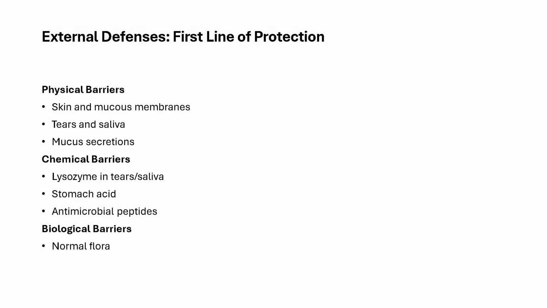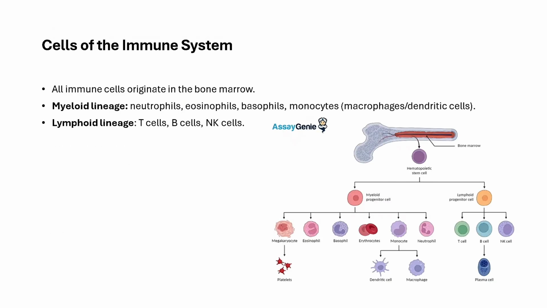So we have many barriers preventing the pathogens from entering our body. So we have the skin and mucous membrane, we have tears and saliva that contain lysosomes and antibodies, we have the stomach acid as well, and our normal flora. So our immune system is made up of organs like the bone marrow and thymus, cells like lymphocytes and monocytes, and molecules like antibodies and cytokines.